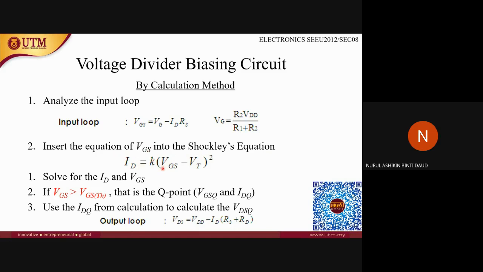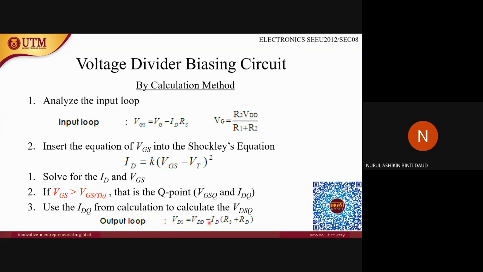Usually we will get two values of ID, since we have a square here, right? So you have to choose either one. We're going to look at that later in the example. Then solve for ID and VGS. If VGS is greater than the threshold voltage, that is the Q point, VGSQ and IDQ. And then use the IDQ from the calculation to calculate VDSQ. So VDSQ can be solved using the IDQ.